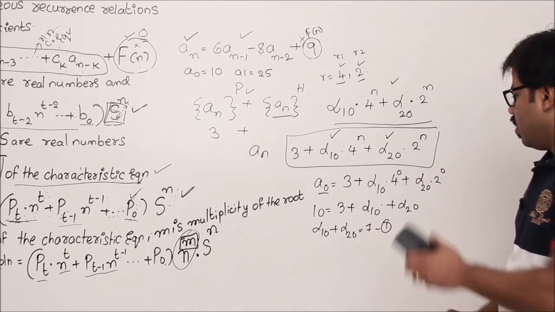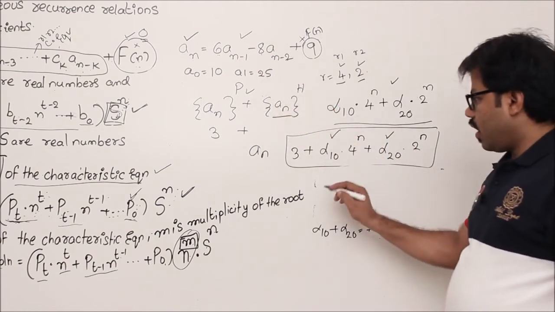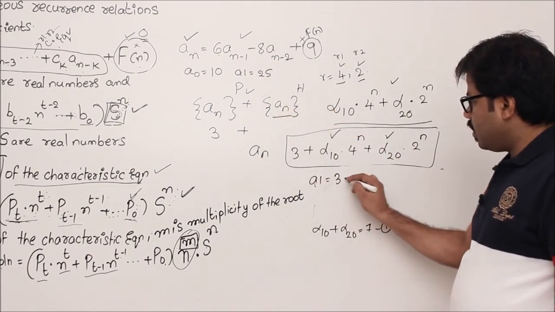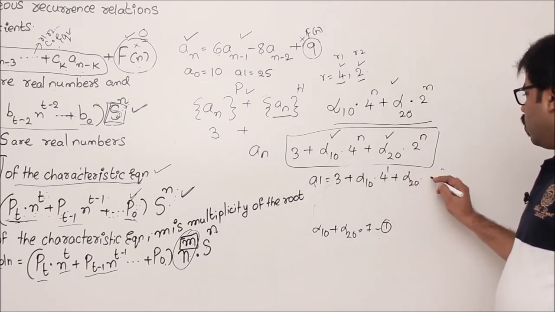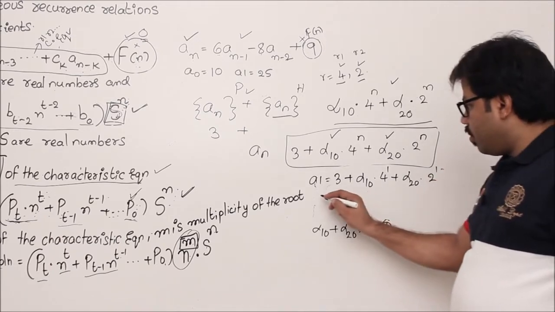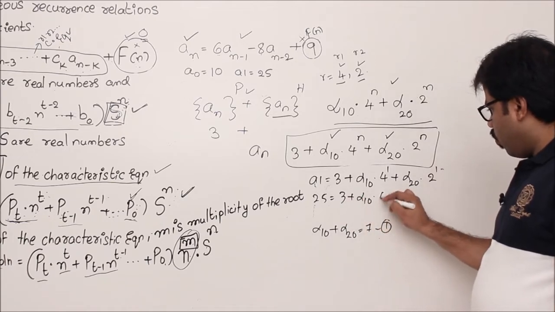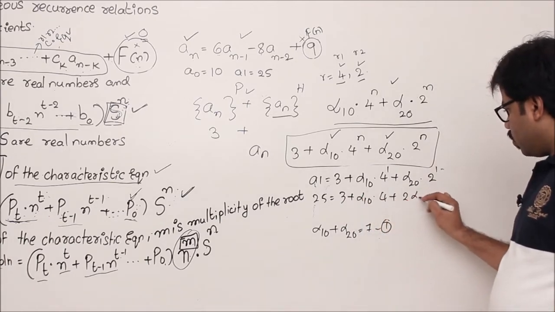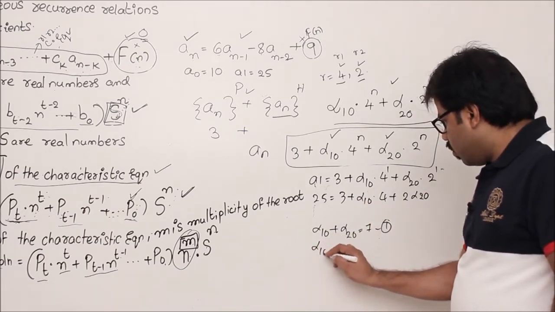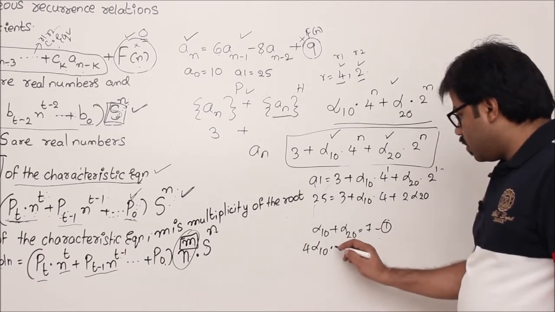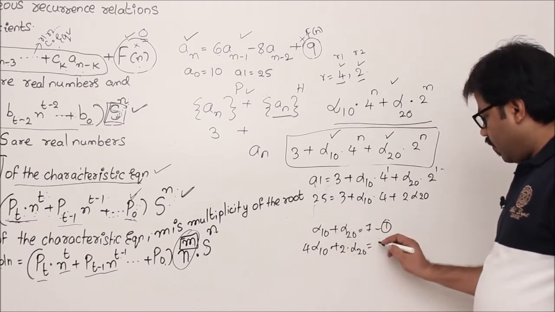Remember this is equation number 1. Let's substitute n value 1. If n value is 1, then what happens? A1 equals 3 plus alpha 1 0 into 4 power 1 plus alpha 2 0 into 2 power 1. What is A1? 25. 25 equals 3 plus alpha 1 0 into 4 plus alpha 2 0 into 2. So if you simplify it, it will become 4 alpha 1 0 plus 2 alpha 2 0, which is 25 minus 3, 22.